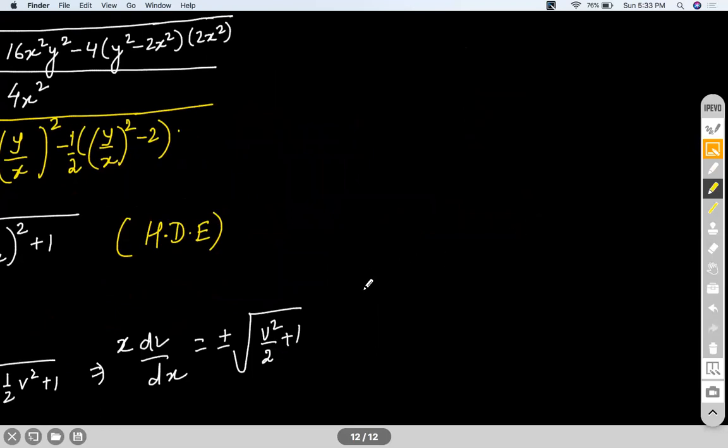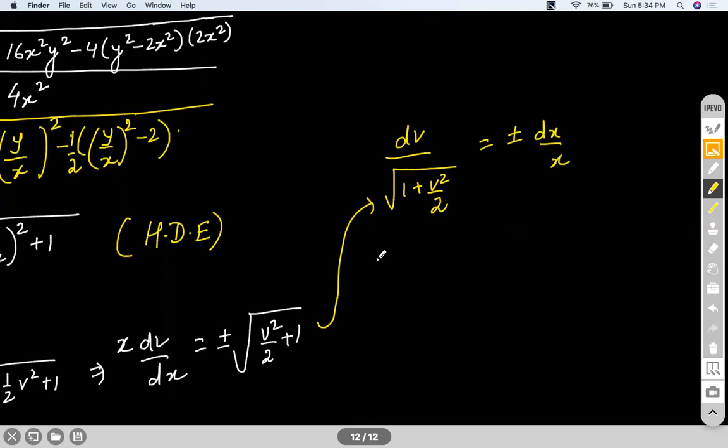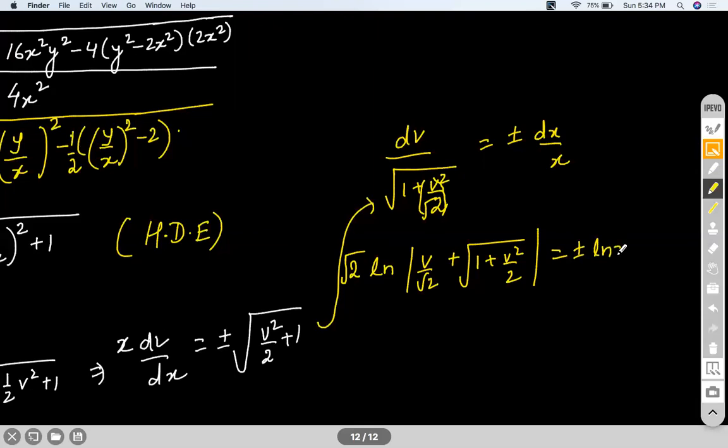So let us try to separate the variables out over here. So this will become dv by under root of 1 plus v square by 2 is equal to plus minus dx by x. This is actually nothing but v by root 2 the whole square. So this will give you ln of v by root 2 plus under root of v square by 2, divided by 1 by root 2. So root 2 will come outside like this, equal to plus minus ln x plus an ln c you can put, so plus minus ln cx.